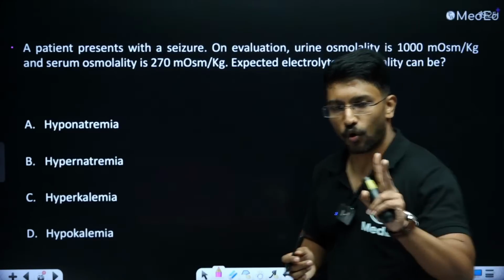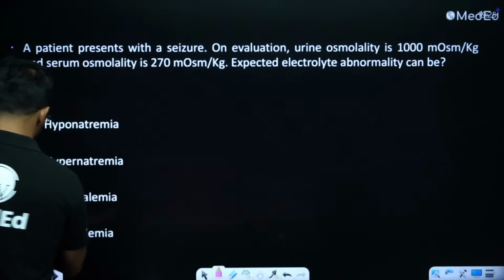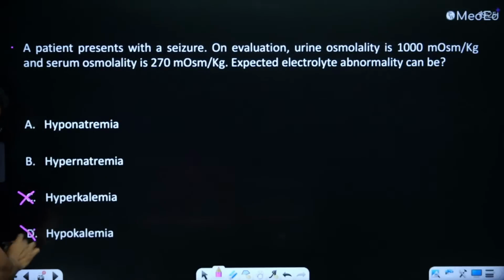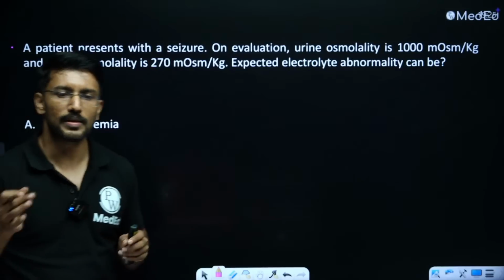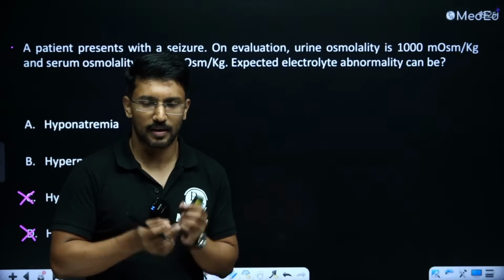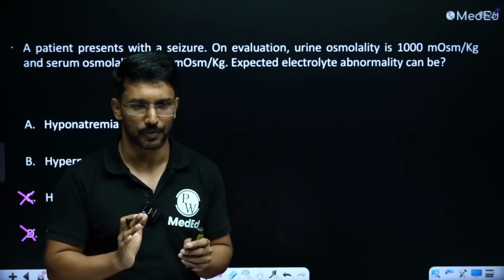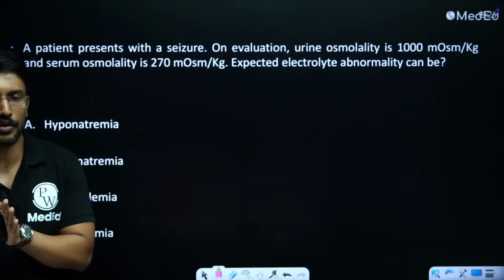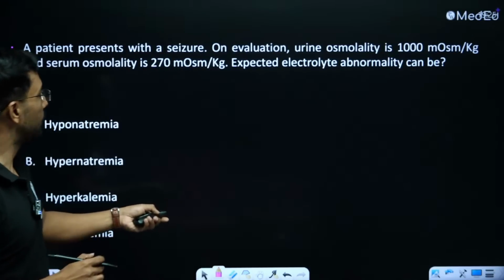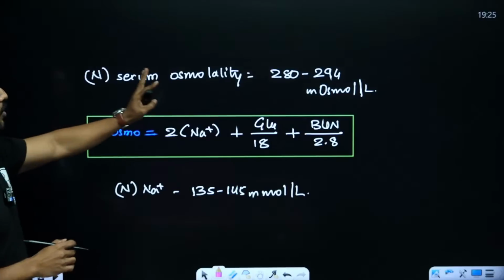So comfortably, two options can be ruled out, that is option C and D, because potassium levels have nothing much to do with the serum osmolality. Their contribution to osmolality of the blood or the plasma is negligible. Sodium is the main contributor to the serum osmolality. In fact, you might remember this formula for serum osmolality.